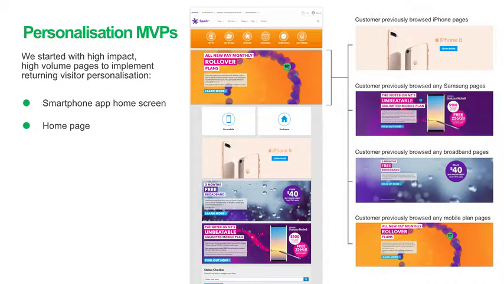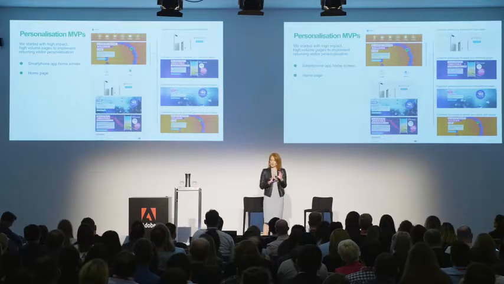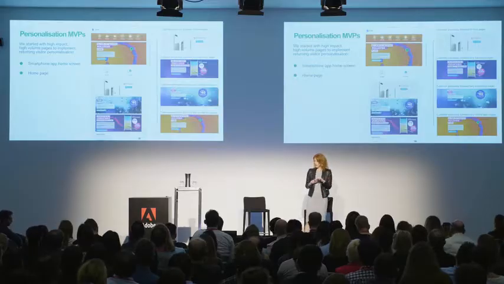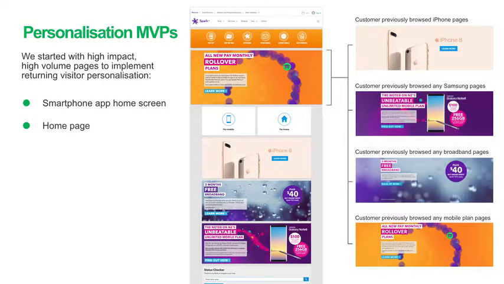So we started with our smartphone app and the home screen. Our smartphone app is also powered by the Adobe mobile SDK, so we could have a part of our home screen that we could personalise. And then we also personalise on the home page, and this is the example here. So we had the banner at the top that would change depending on what you looked at. So if you were browsing iPhone pages, for example, left the site and came back to the home page, you would see a banner or an offer that related to iPhone.